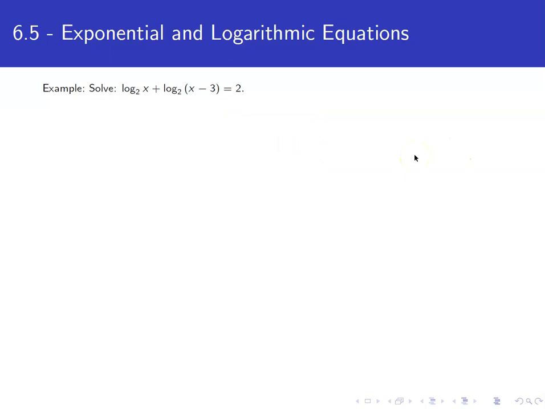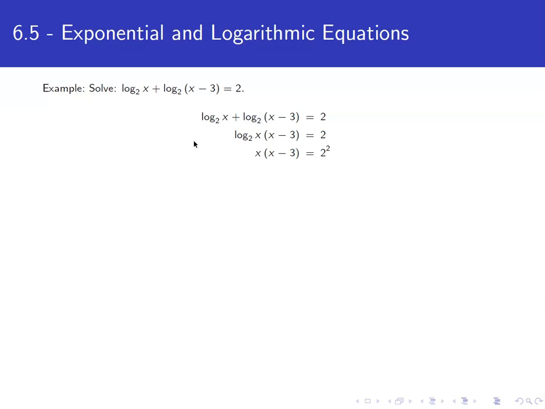Let's do something a little bit more complicated. Let's say we want to solve log base 2 of x plus log base 2 of x minus 3 equals 2. Well, notice that we have a sum of logs with the same base, so we can combine those as multiplication. We can rewrite the left-hand side as log base 2 of x times x minus 3 equals 2.